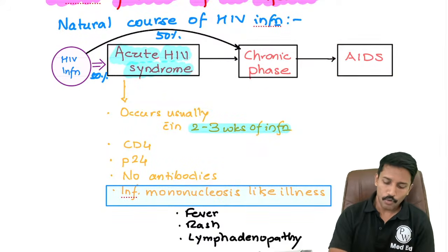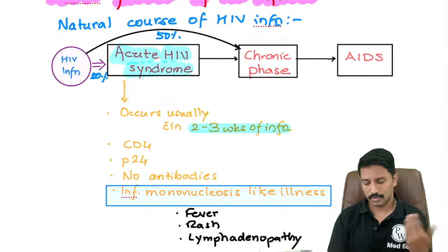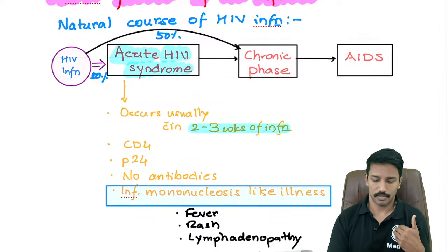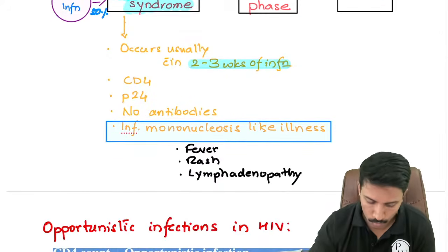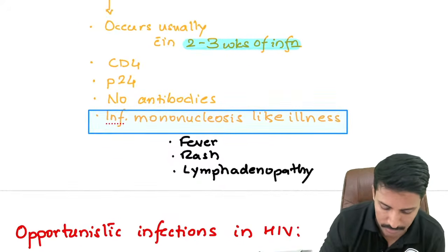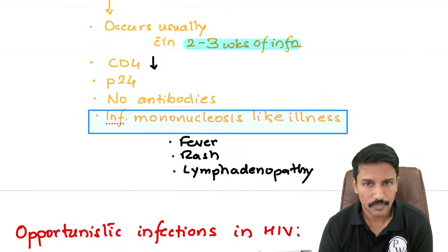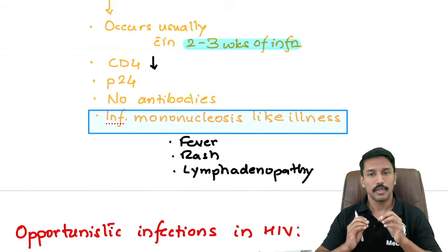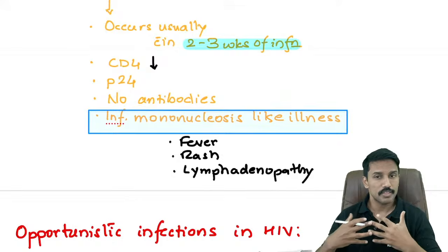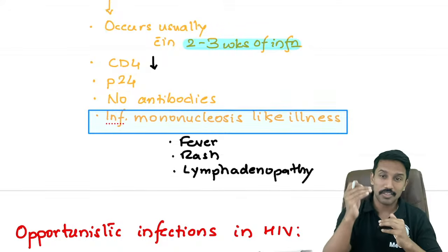Now, how will I diagnose someone when they present with acute HIV syndrome? Because a similar presentation is seen in infectious mononucleosis and various other viral infections, right? Usually if a patient presents with acute HIV syndrome, at that point of time, the CD4 count will be going down. But during the acute HIV infection, the body may not be producing antibodies yet, or antibodies might not have reached the detectable level.